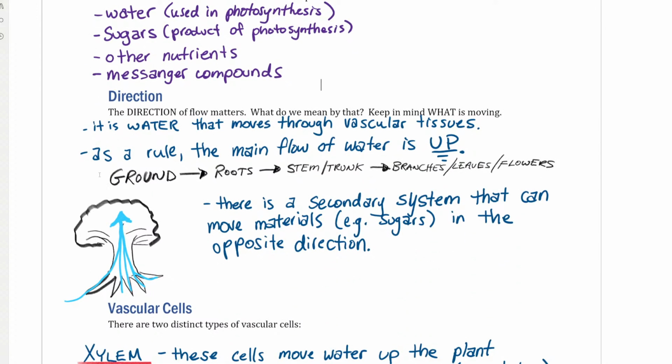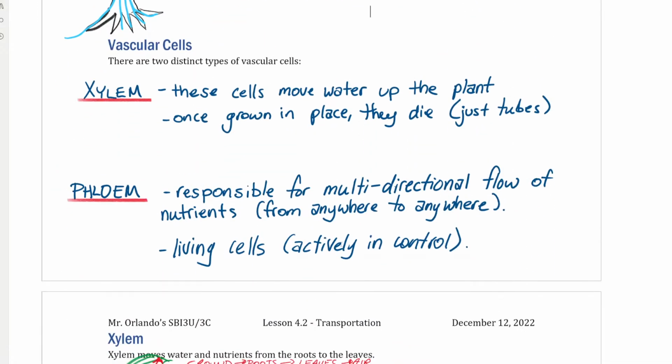So we said the primary flow of water is up. It's from the roots up the plant towards its leaves, though there is a secondary system that can move materials in the opposite direction. And so we said these two systems have two different types of tissues, xylem and phloem. And xylem are the cells that move water up the plant, that primary system. And these are dead tissues. Once they're grown in place, they die, and they just form solid tubes.